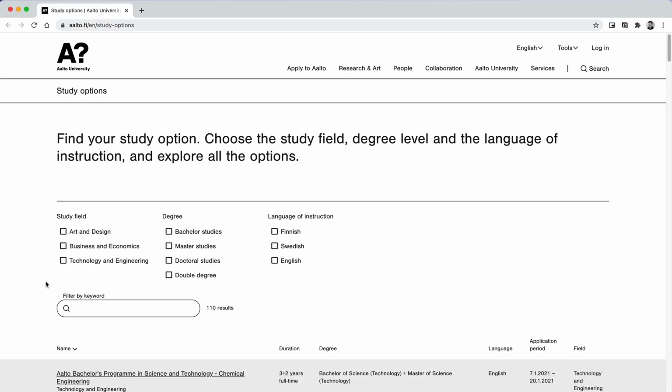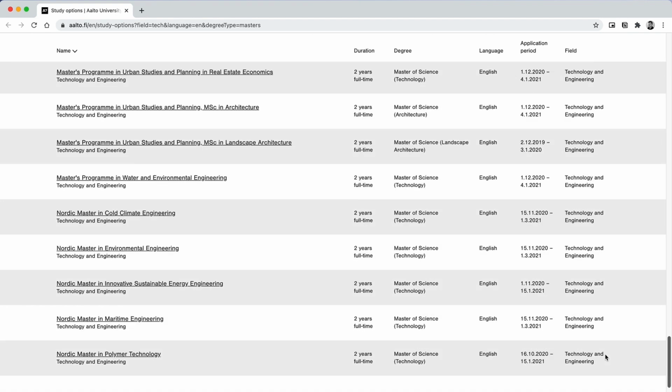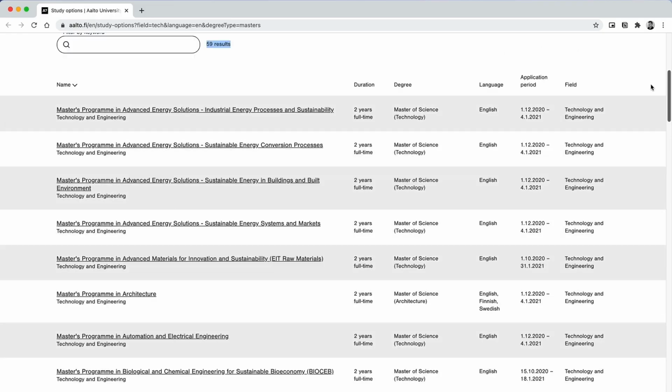Third, go through the relevant degree programs from each of the universities that you found. For example, Aalto University has 59 different master's level engineering degree programs, so just saying that you want to study engineering is not enough. Remember to check all the relevant and interesting degree programs from all the universities that you found in step 2.